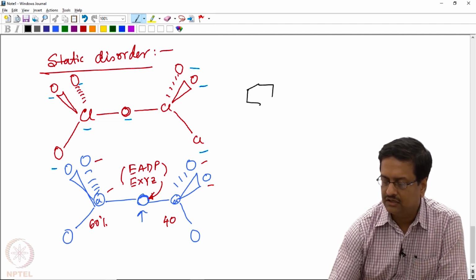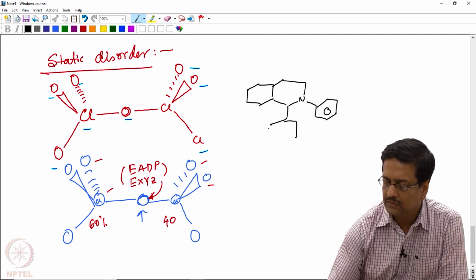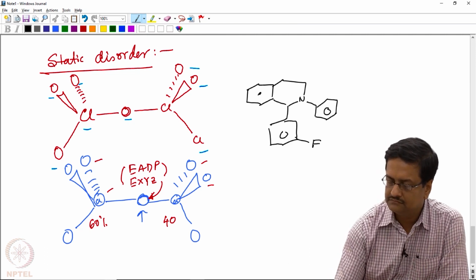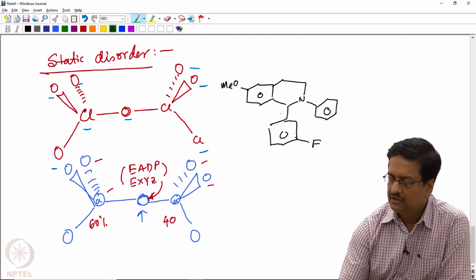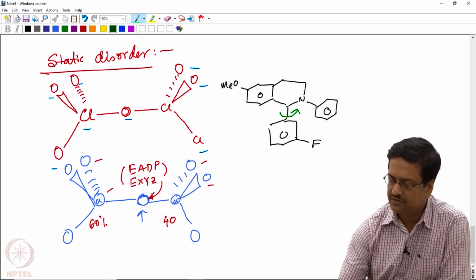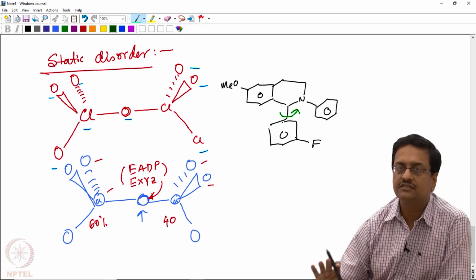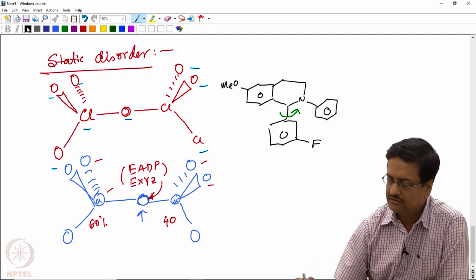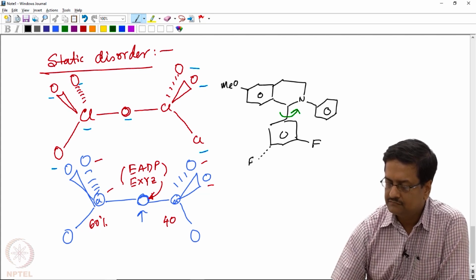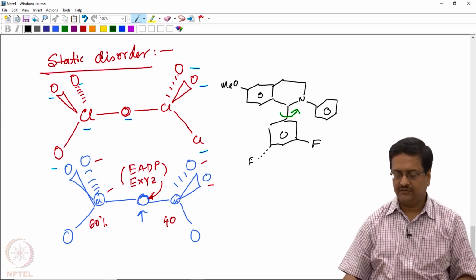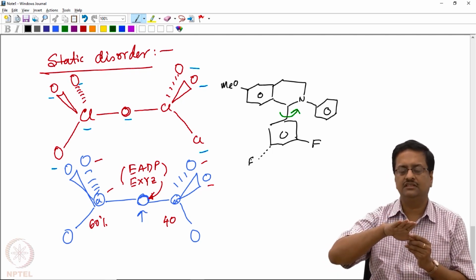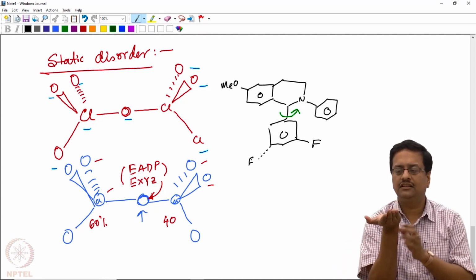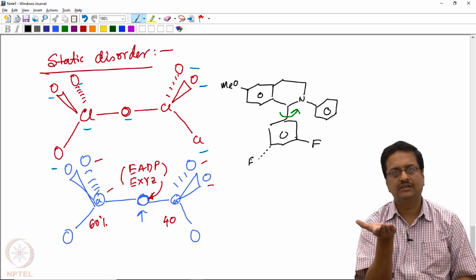Suppose you have a molecule like this, the way I am drawing, a derivative of isoquinoline, and then you have a fluorine atom here. It is possible that this molecule has a free rotation about this C-C bond, which is from C1 to this aromatic ring, and because of that free rotation, the fluorine on that can appear on either side. And it was seen in our lab as one example. This fluorine is on one side about 60%, and the bond is rotated exactly 180 degrees, making the fluorine on the other side appear for 40%.